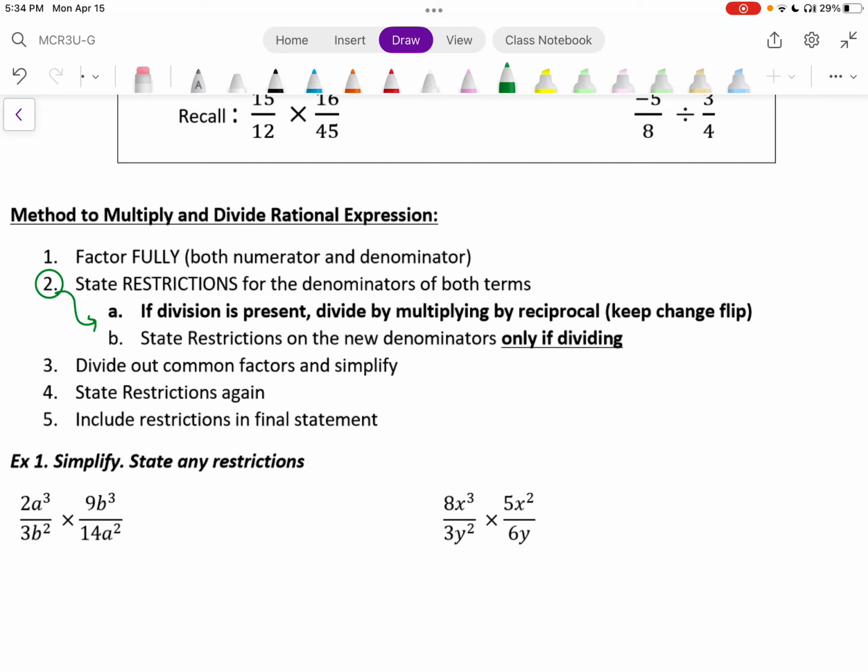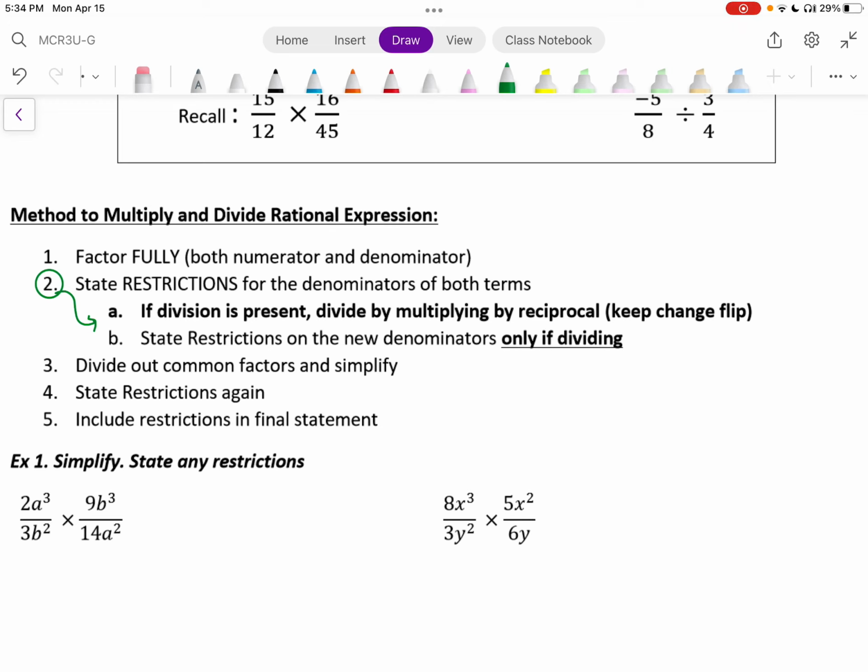If you have division present, you actually need to state your restrictions twice. The first time, you're going to have to state your restrictions regularly for both of the terms. And then because you're going to be using the keep, change, flip method, you need to make sure that when you flip that second fraction, you're also stating the restrictions again. So after you flip in division, you need to state the restrictions again. You only need to do that if you are dividing. If you're multiplying, you can state them once, move on.